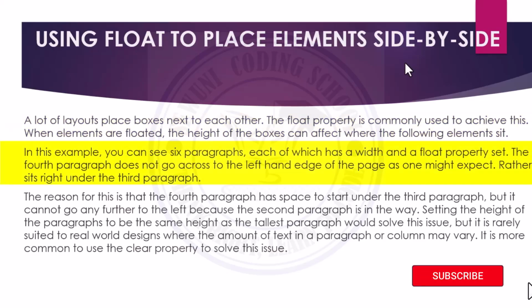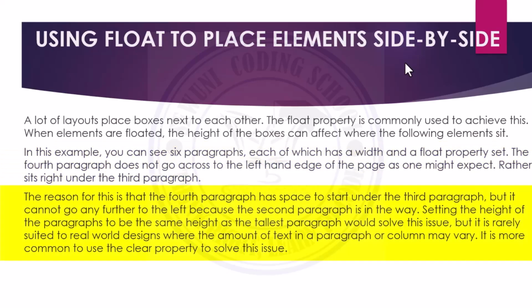In the example I'm going to show you, you'll see 6 paragraphs. Each of the 6 has a width and a float property set. The 4th paragraph does not go across to the left hand edge of the page as one might expect. Rather, it sits right under the 3rd paragraph. The reason for this is that the 4th paragraph has space to start under the 3rd paragraph, but it cannot go any further to the left because the 2nd paragraph is in the way.